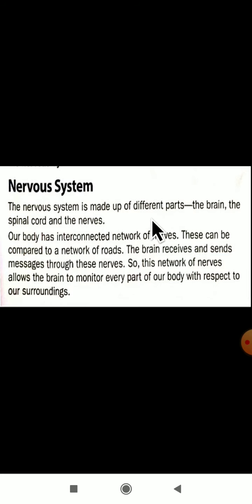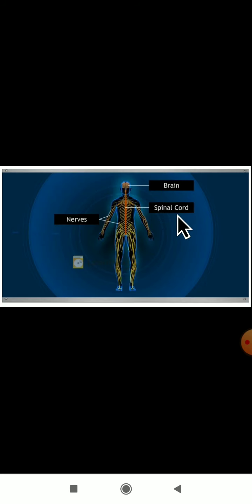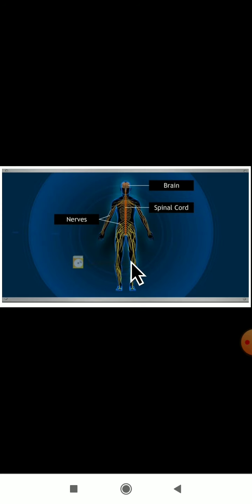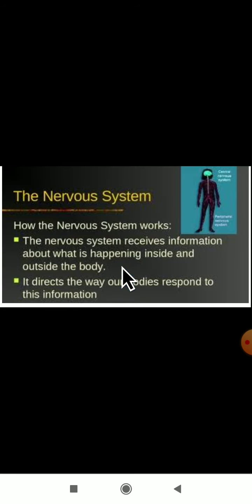It is made up of 3 parts: the brain, spinal cord and the nerves. Together the nervous system is formed. Our body has interconnected nerves. Can you see these interconnected nerves? For this reason we call it a nervous system.